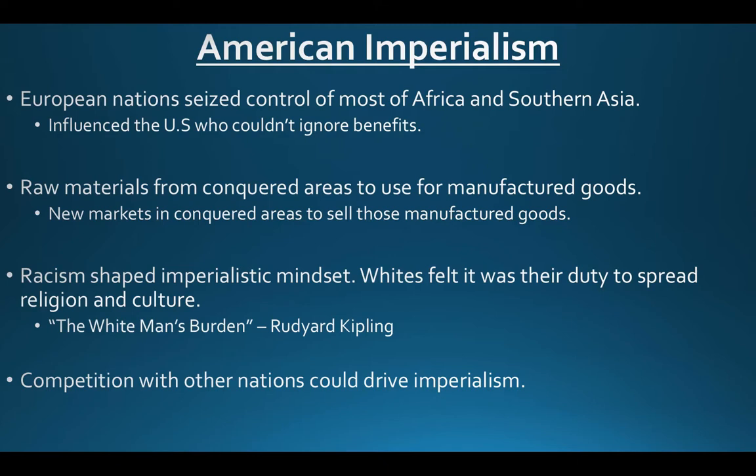So otherwise, there's just the general competition with other countries, right? The competition really can help to drive this imperialism. Who can do it better? Who can get the most out of it, etc.